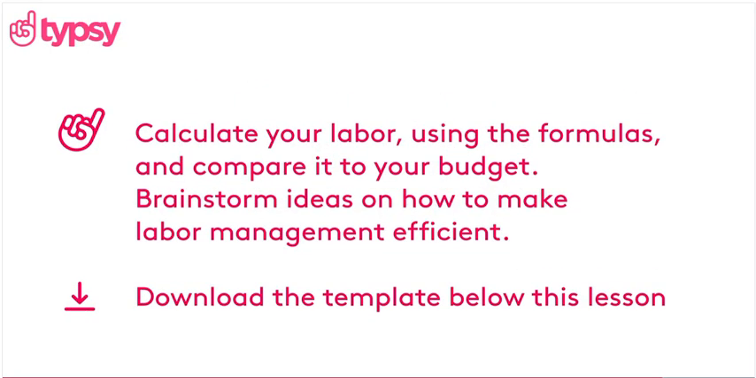Explaining your increased or decreased labor cost is part of managing department finance. When you understand and can explain them, then you can act on them. Now your turn. Go through the labor cost section of your P&L statement and use the formulas from this lesson to work out if you are over, under, or on budget. Brainstorm ways to make your labor management more efficient. You can download the template attached to the lesson for guidance.